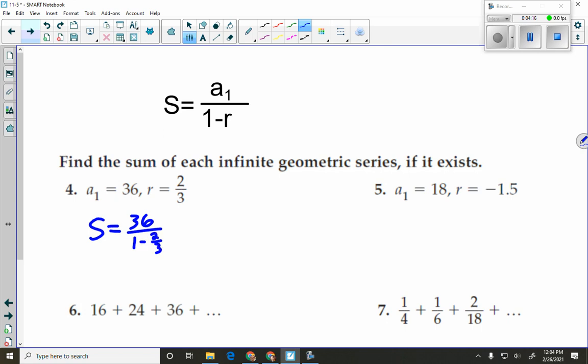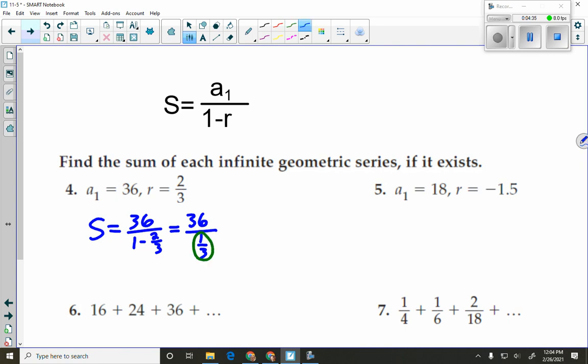Yes, there's going to be fractions on the bottom. That's okay. I'll show you how to handle them in just a second. So let's leave that 36 up there. Over 1 take away 2/3 is only going to be 1/3 left over. But remember, how do you divide by a fraction? This is really important. We forget about this one a lot.